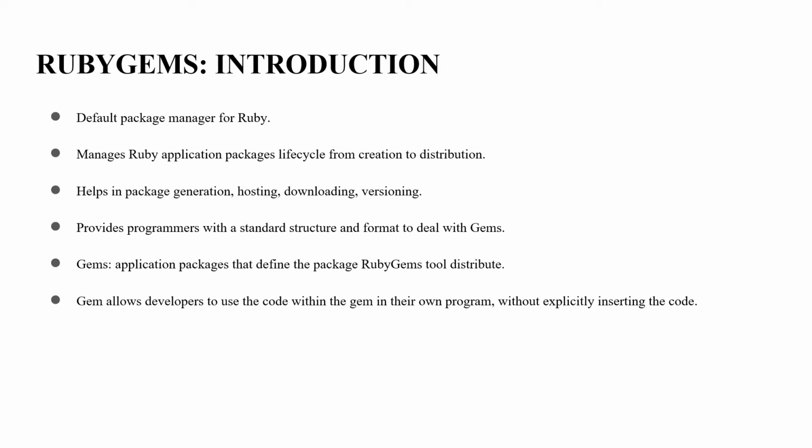Now, what are gems? Gems are simply open source libraries that contain Ruby code and are packaged with a little extra data. Using a gem allows a programmer to use the code within the gem in their own program without being explicitly inserted in that code.